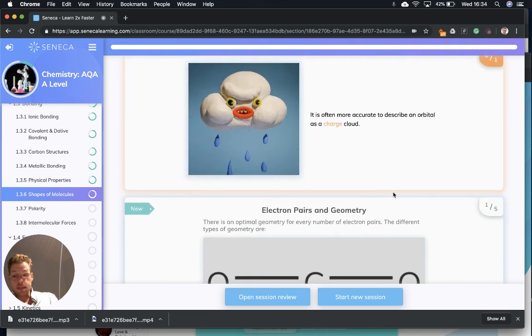And remember to think of orbitals as a cute little charge cloud, a region of space where you are 95% likely to find an electron.